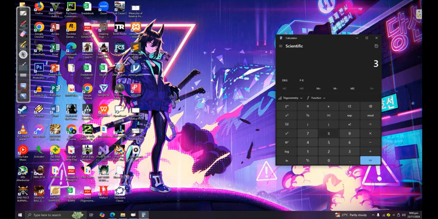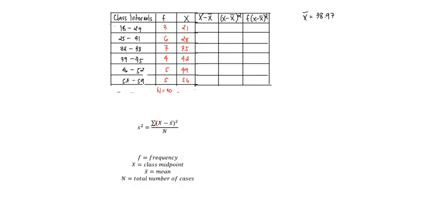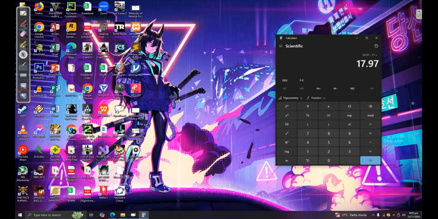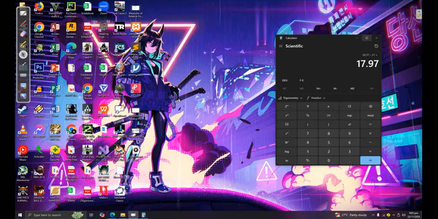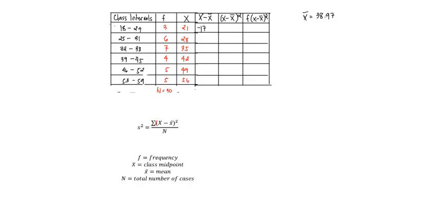So that would be 38.97 minus 21 first. Supposedly it would be the other way around. That is 21 minus 38.97, which would give you negative 17.97. But anyways, even though it is negative here, it would be squared, so basically it would still give you a positive value. But of course, if you want to be correct, you have to put in the negative sign here, because that's basically its original value, if you want to notate each of the values here on these x minus x bar.